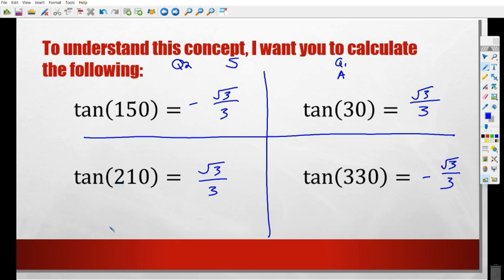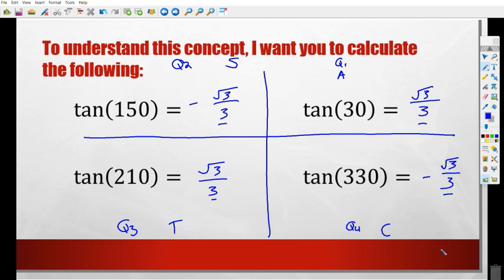In quadrant 3, because 210 is in quadrant 3, we know that tan is the only ratio that is positive here, meaning tan will be positive square root 3 over 3. Lastly, quadrant 4, 330 degrees, and we know that only cos is positive here. That means that tan will be negative, so negative square root 3 over 3. Again, we see the same thing happening here, so we know where the negatives and the positives come from.